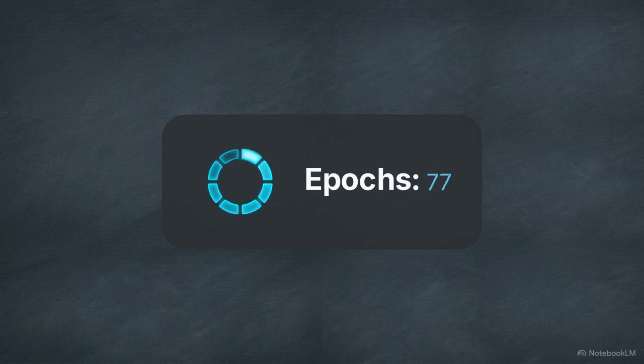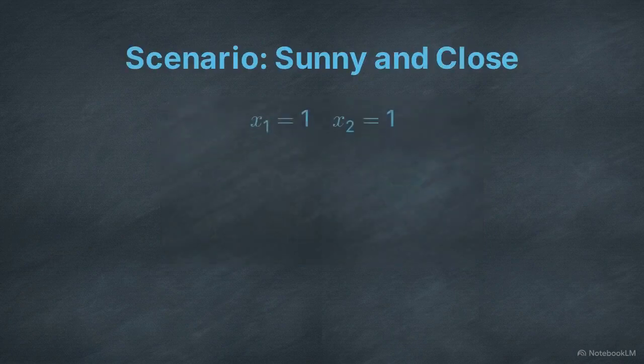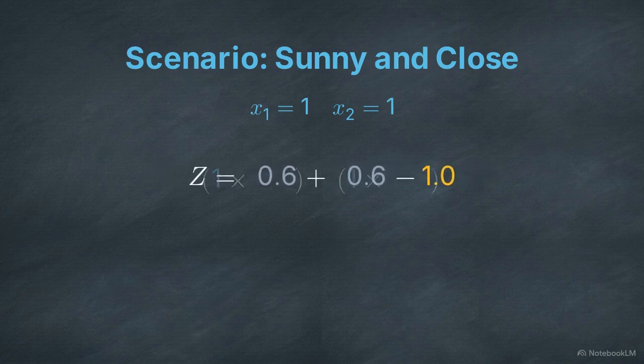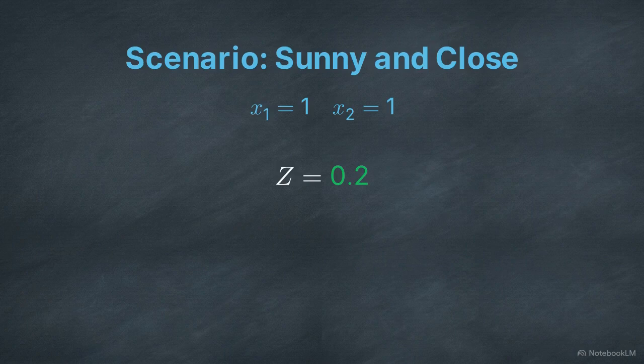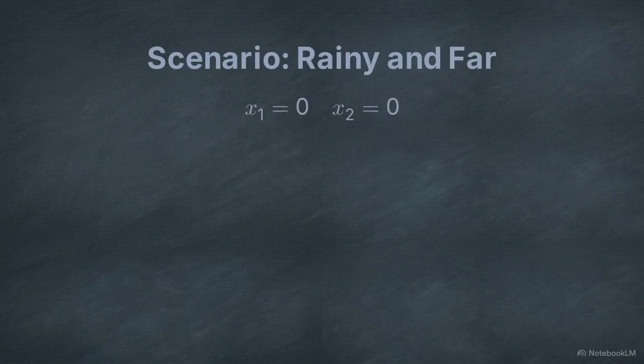An epoch is one complete pass of the entire training dataset through the learning algorithm. After full training, our perfected parameters stabilize at a weight of 0.6 for sunshine, 0.6 for distance, and a strong negative bias of -1.0. We verify the logic mathematically by running the sunny and close scenario. The combined sum of 1.2 successfully overcomes the -1.0 bias, leaving a positive 0.2. This triggers a correct go decision.